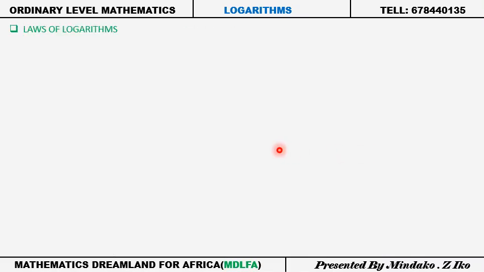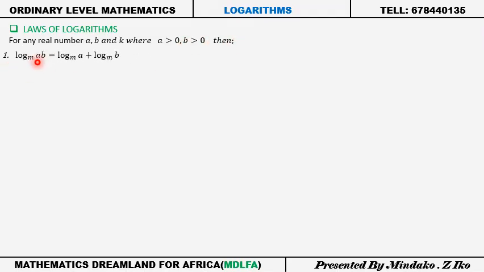All right, so let's look at the laws of logarithms. For any real numbers a, b, and k, where a is strictly greater than 0 and b strictly greater than 0, law 1 says the log of ab to the base m is just equal to log of a to the base m plus log of b to the base m. You notice that the two real numbers are multiplied there, a times b. So if you encounter problems where one is multiplied to the other, you use the addition sign.